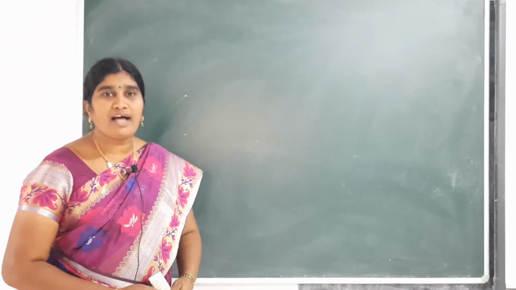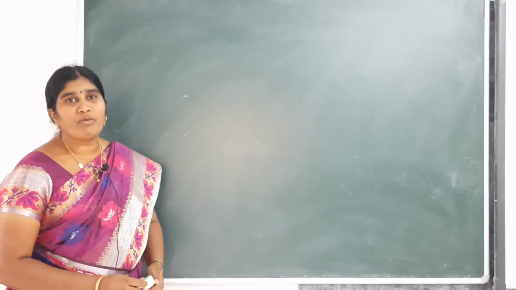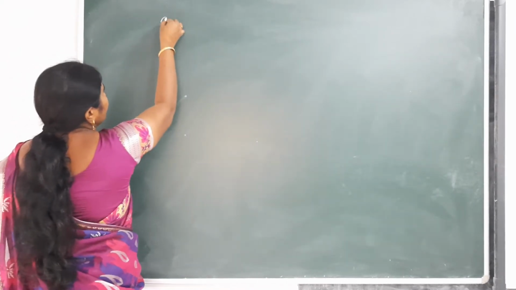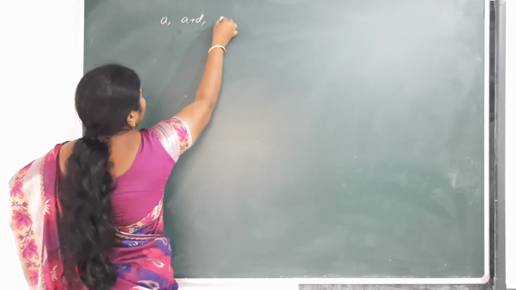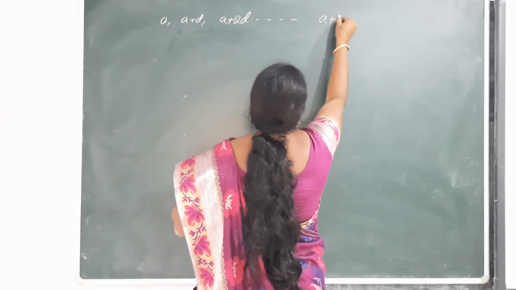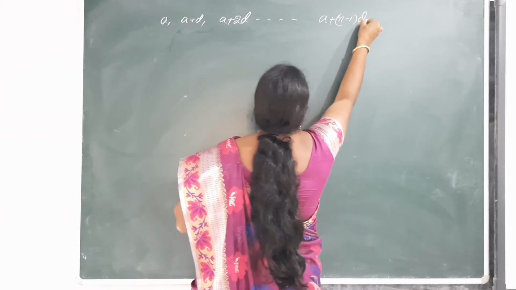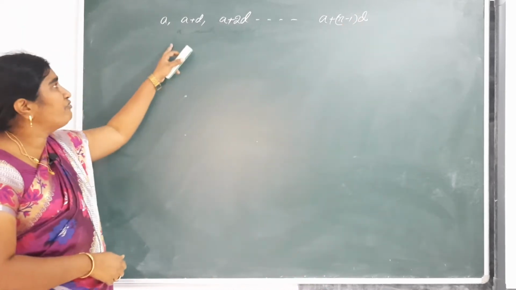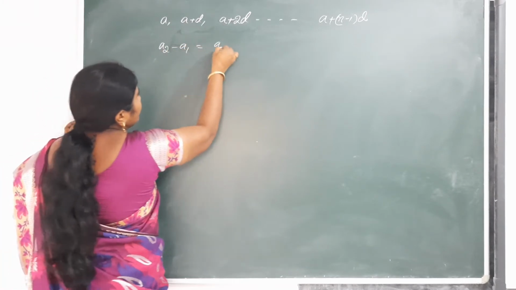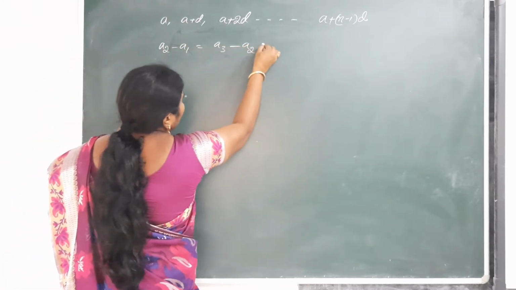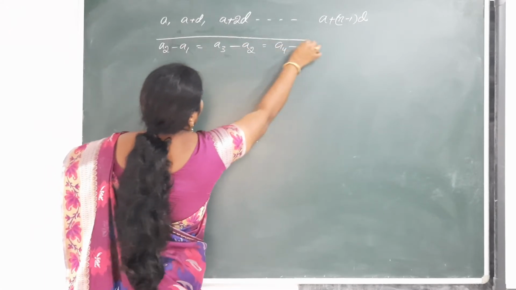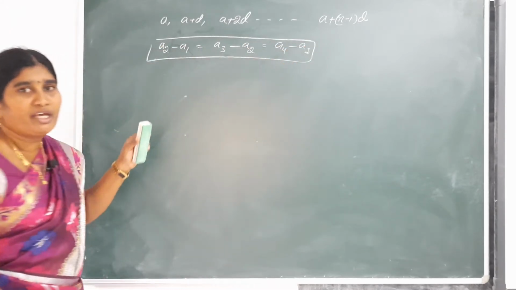Hello everyone. In the last class we discussed the general form of an AP and the nth term of an AP. The general form of an AP is a, a plus d, a plus 2d, and so on, a plus (n minus 1) times d. If the common difference is the same every time, a2 minus a1 equals a3 minus a2 equals a4 minus a3, the given series forms an AP.